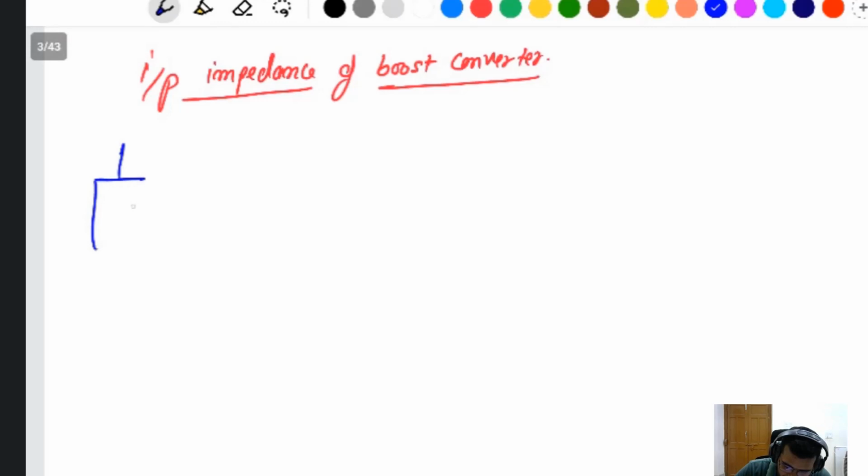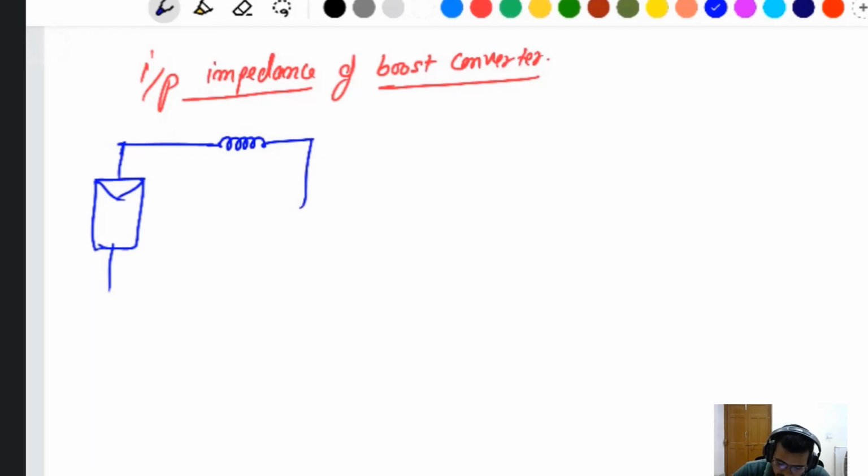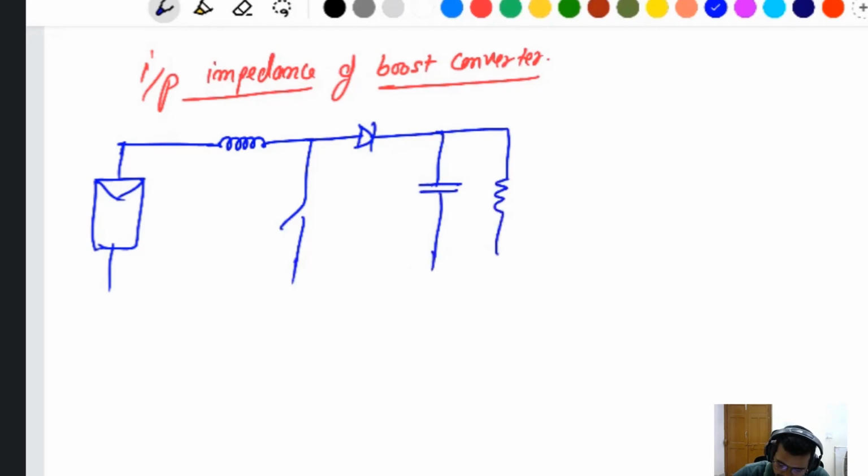The boost converter is connected to a solar PV. In the boost converter, you know about the input voltage VS. After that, there is an inductor. After the switch, there is a diode, then the output capacitor. This is the load. This is a variable load.